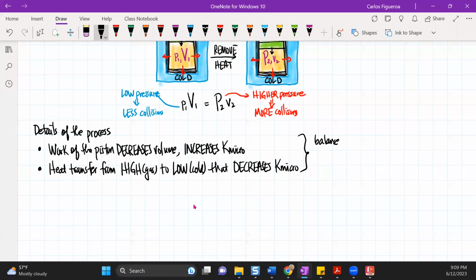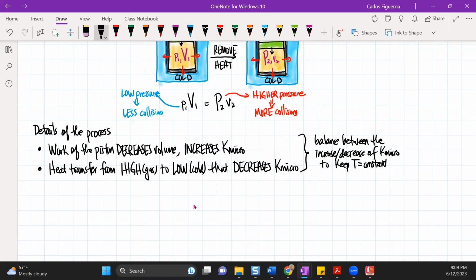So the balance between the increasing part, that's the piston head, versus the decreasing part, that's the heat flowing out of the system of K micro, to keep temperature equal to a constant.